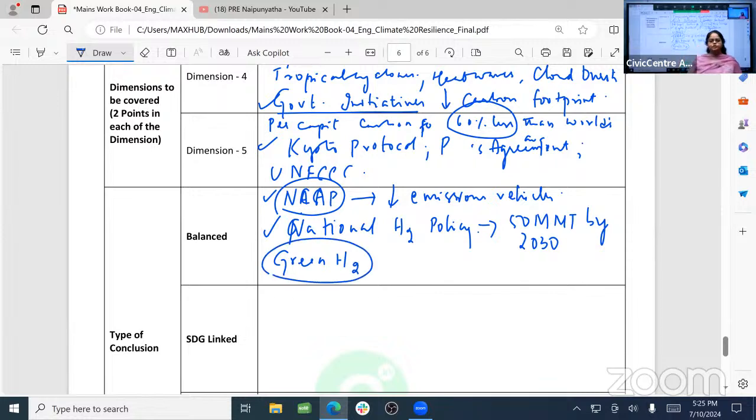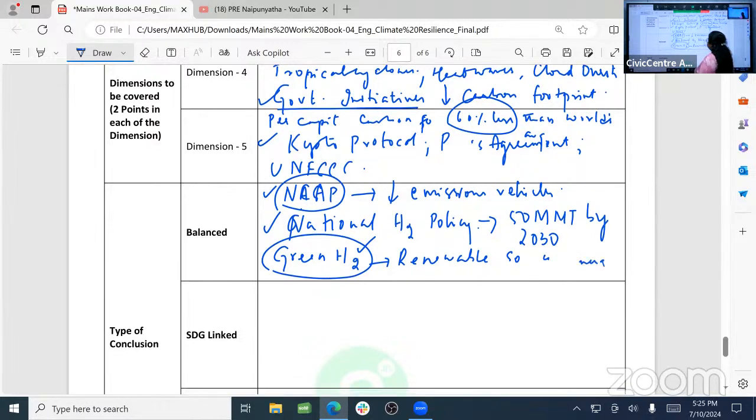What is green hydrogen? Green hydrogen is when the extraction of the hydrogen process is using renewable sources of energy. Such kind of hydrogen is called green hydrogen.